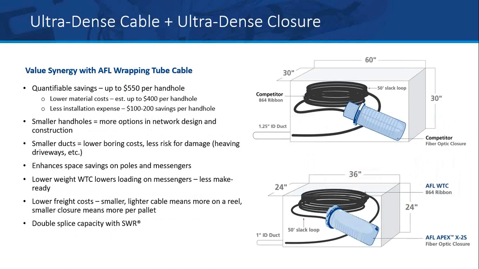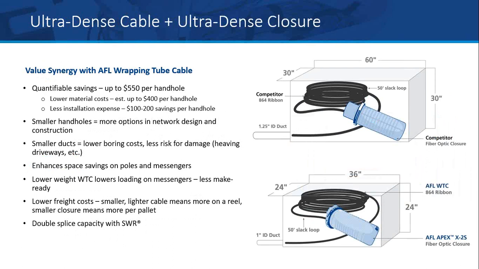You typically pull that in a 1 1/4 inch duct with some of the designs we've seen. Some are actually larger, but more of the leaders we've seen are 1 1/4 inch capable, around an inch in diameter for the cable itself. But the bend radius, plus the closure, typically requires you to put in a 30 by 60 inch handhole.